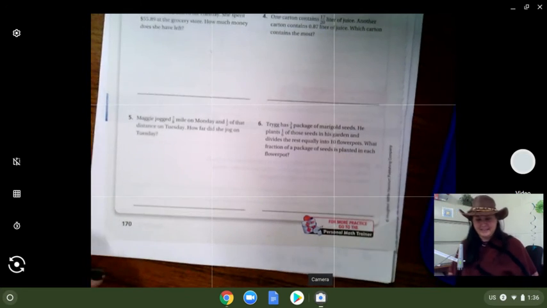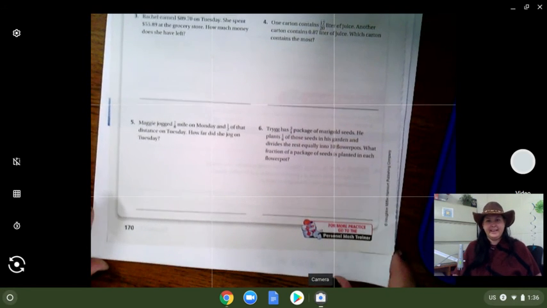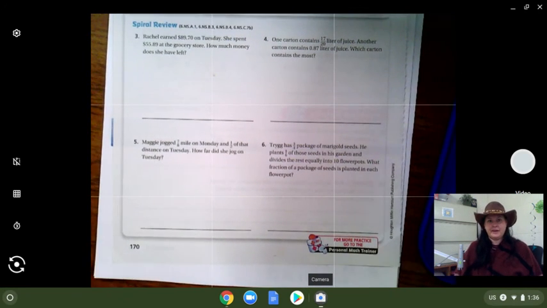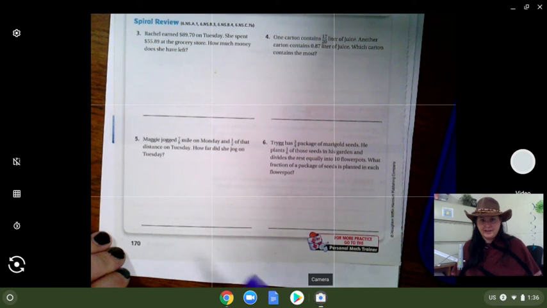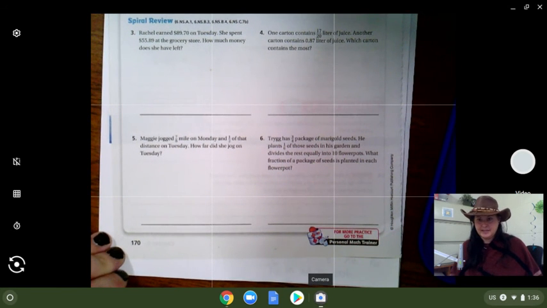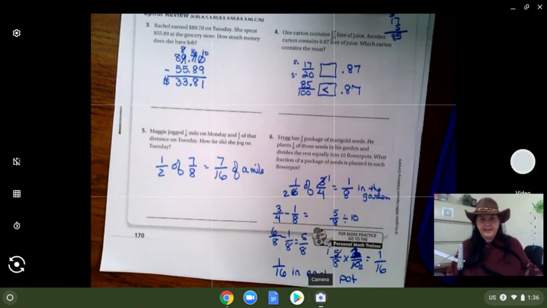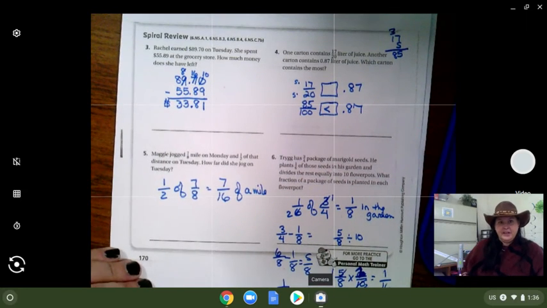Okay, this is going to be lesson 3.6, and our four do now problems are going to be our spiral review on page 170. So go ahead and turn to 170, pause your video, and do these four problems the best you can. This last one's a little tough. It's a multi-step problem. Okay, let's go over them together.